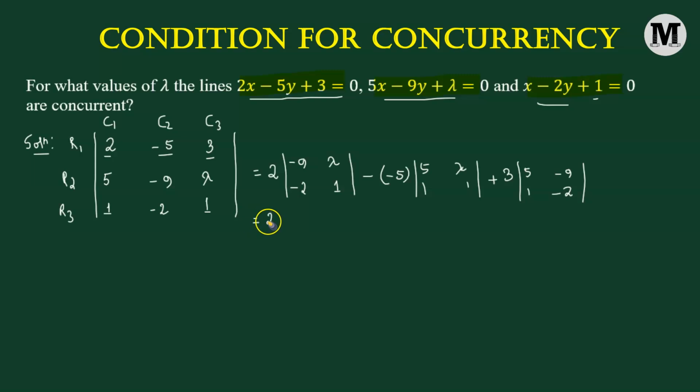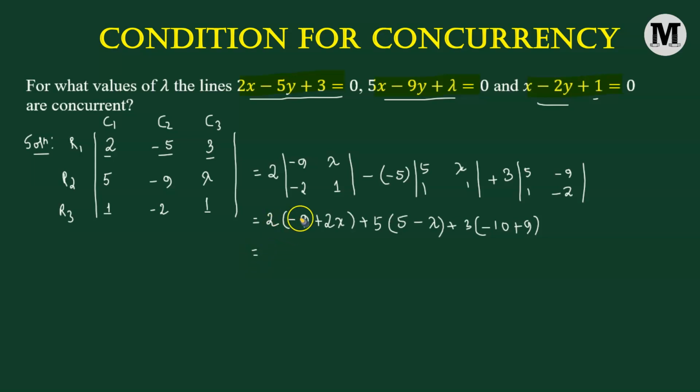Now let's expand it. We have to multiply 2. So negative 9 multiplied by 1 makes it negative 9. Minus the negative 2 times lambda, which is negative 2 lambda, since we already have a negative sign here, so that makes it positive 2 lambda. Negative times negative 5 makes it positive 5. So we have positive 5 multiplied by 5 times 1, that's 5, minus 1 times lambda, that's lambda. Added to 3 multiplied by 5 times negative 2, that's negative 10, minus 1 multiplied by negative 9, which is negative 9. We already have a negative sign, so that makes it positive 9.